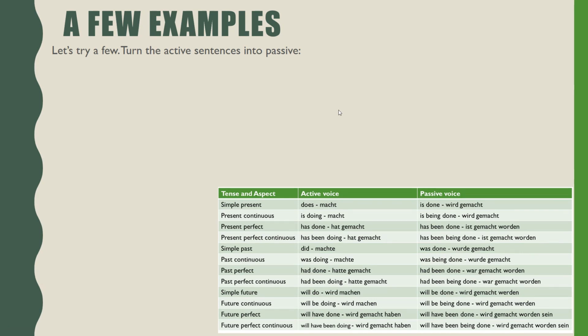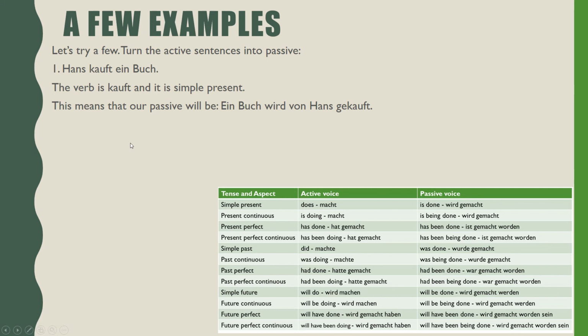Let's try a few. Turn the active sentences into passive. Number 1. Hans kauft ein Buch. If you'd like to try it completely on your own, pause the video now. Otherwise, we'll do it together. The verb is kauft, and it is simple present. For simple present, kauft is similar to macht. That means we're looking at this formula for our passive. Our object, ein Buch, will become our subject. Hans will become part of a by phrase. This means that our passive will be ein Buch wird von Hans gekauft.